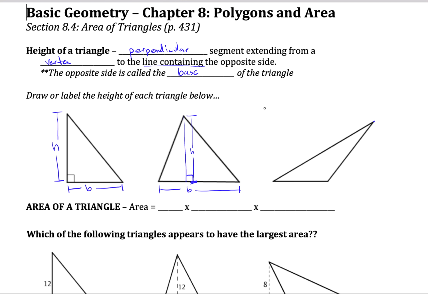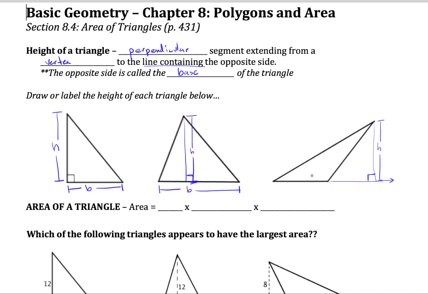And that's where that part about the line containing the opposite side comes in, because what I actually have to do here is take this side and extend it out this way. And then if I go from this vertex and drop a segment that comes down from this, that's perpendicular to this extended side, so if I drop a segment down that looks something like that, got a little crooked there at the end, but you get the idea. That's going to be perpendicular right there. This measurement now is the height of this triangle from this vertex down to where the base is.